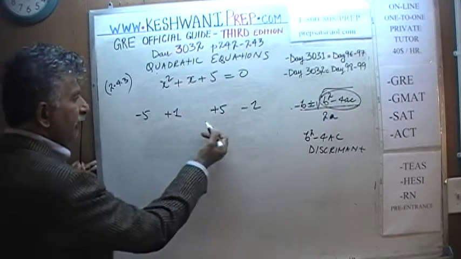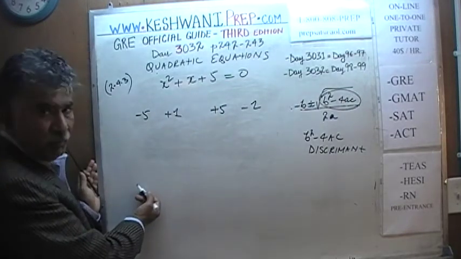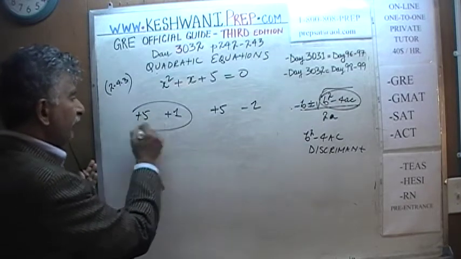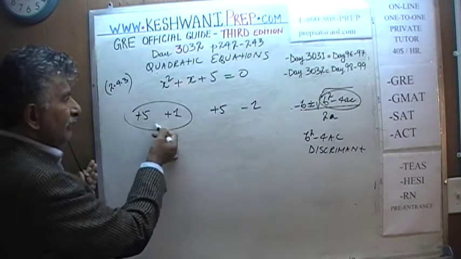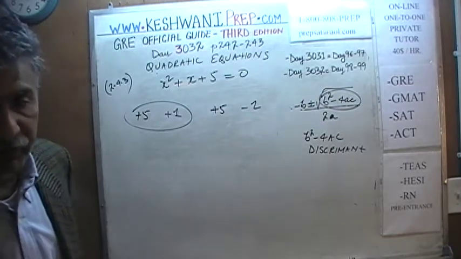But as you can see, in either case, the product is negative. Product is not going to be positive. The only way you can have product to be positive is when they are both positive. But if they are both positive, their sum cannot be 1. Their sum is going to be 6. It's not possible to factorize it.